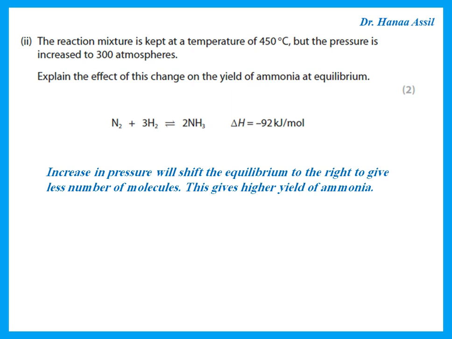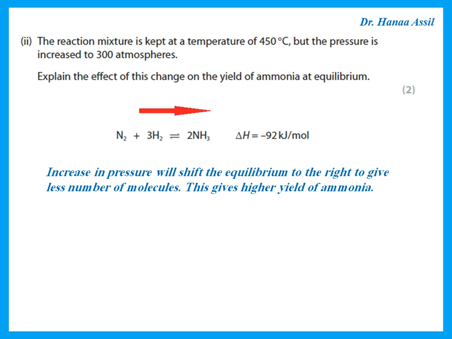So which side will give less number of molecules? Well, if we go forward, it forms 2 moles of ammonia. If I go backward, it will form 1 mole of nitrogen, 3 moles of hydrogen. That means a total of 4 moles. And remember, increasing the pressure will shift the equilibrium to the side with less number of moles. So in this case, it will cause the equilibrium to shift to the right, or the reaction to go forward. And that means if the reaction goes forward, more nitrogen and hydrogen react to form ammonia. And that means I will end up with a higher yield of ammonia.